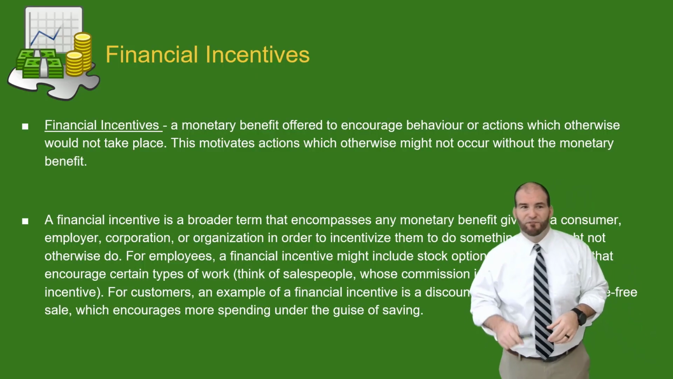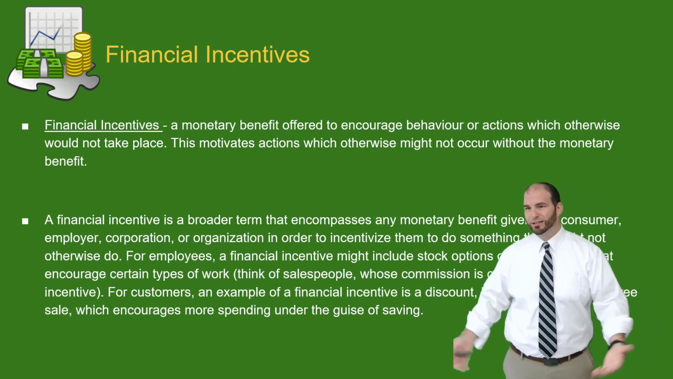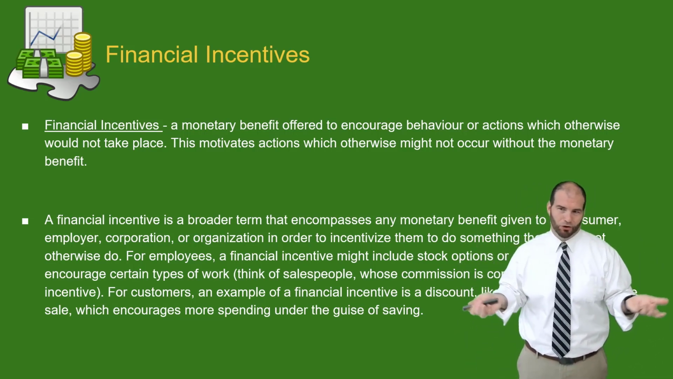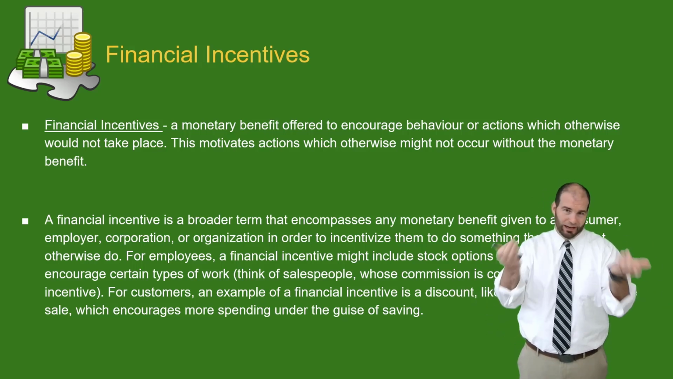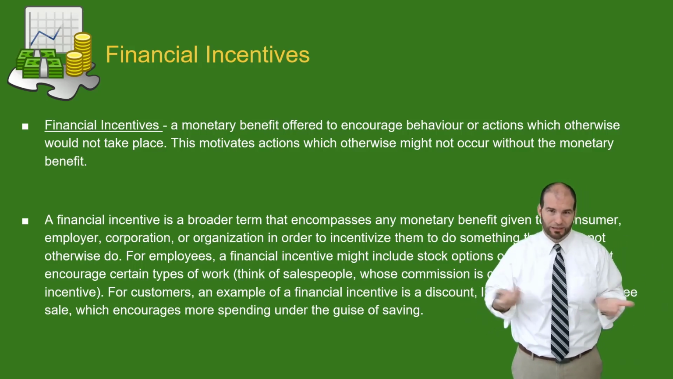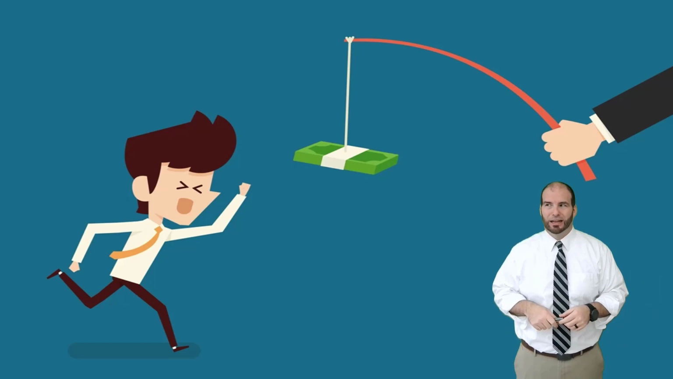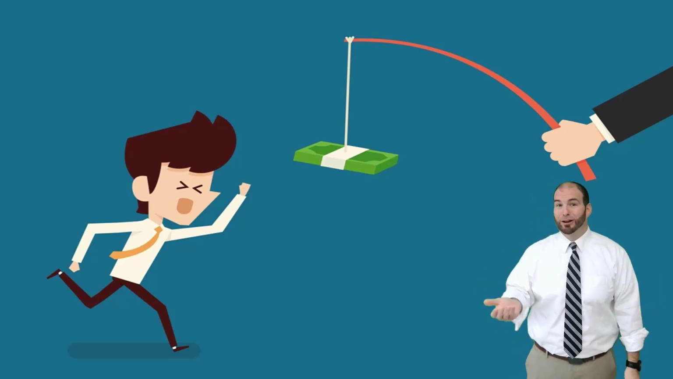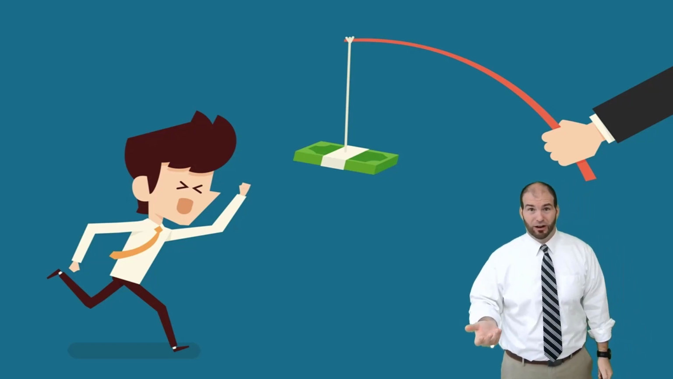All right, financial incentives. This is probably the number one incentive in economics, especially in the American mixed economy. It's dangling money in front of you. Financial means money. It's just a money incentive, all right?